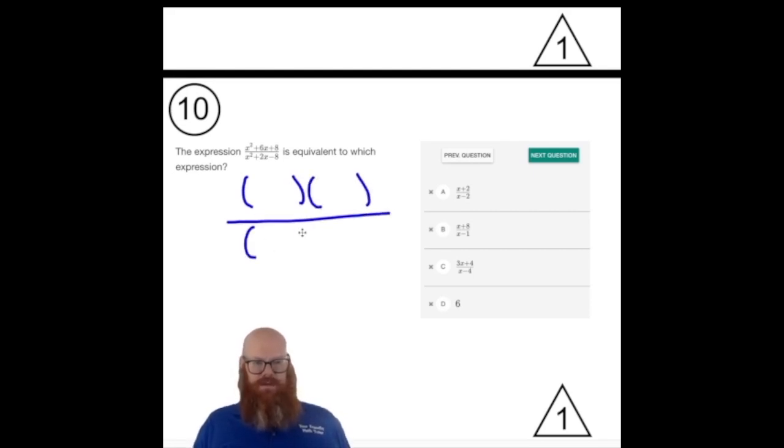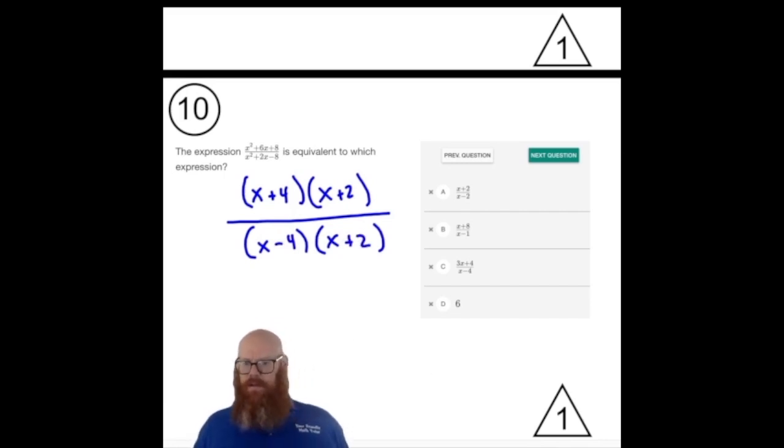There really is no substitute for factoring quickly at any level of math at this point. So here we have two values that multiply to 8 and add to 6. So that's going to be plus 4 plus 2. And here we have two numbers that multiply to negative 8 and add to 2. So that's minus 4 plus 2.